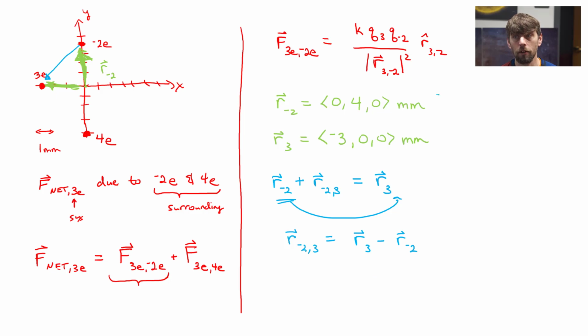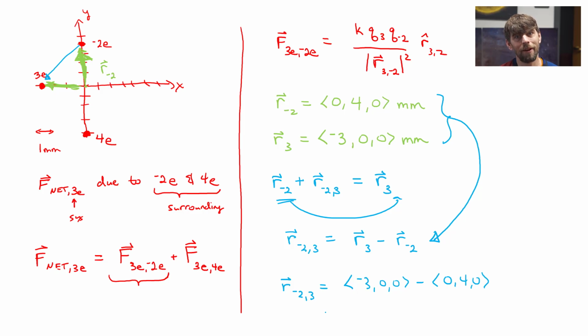Well, we have numbers for that right here, so we can go ahead and plug that in. We end up with something that tells us (-2, 3, 0) equals (-3, 0, 0) minus (0, 4, 0).